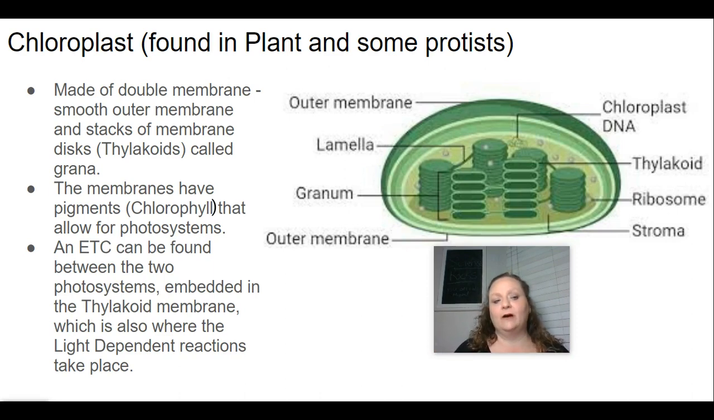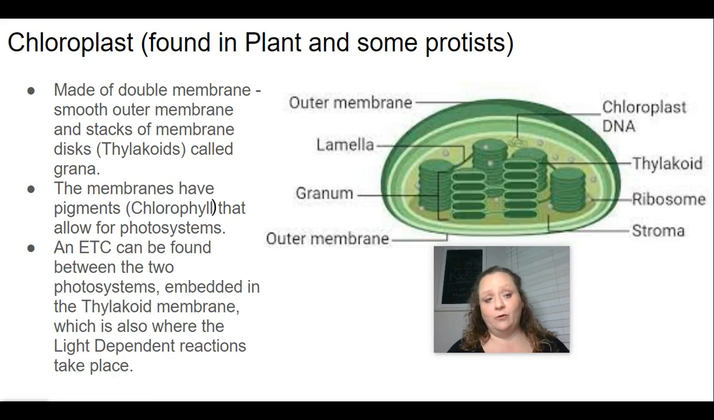The membranes themselves actually have pigments in them. Chlorophyll is one of those that we talk about. And chlorophyll allows for the photosystems, that's portions of photosynthesis, to take place. Chlorophyll happens to reflect green light. That's why plants appear green. An electron transport chain, which I always put ETC, can be found between the two photosystems. It's embedded in the thylakoid membrane, and this is also where our light-dependent reactions are going to take place.